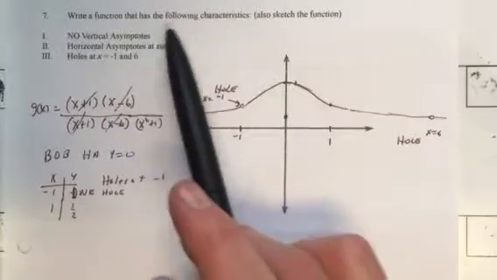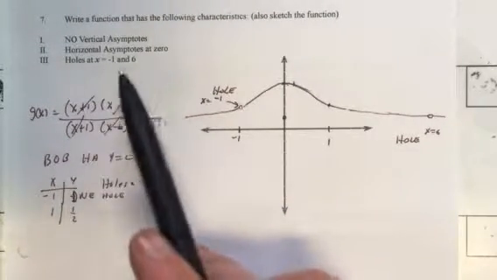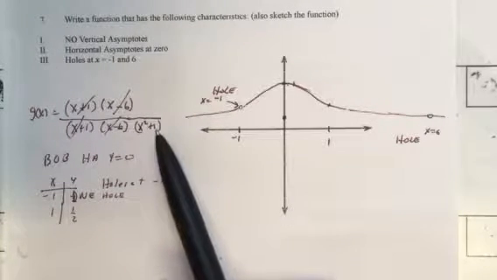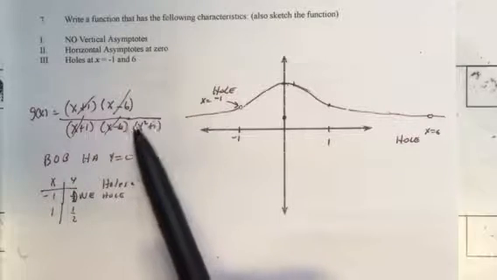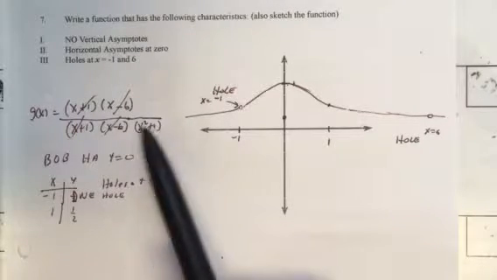No vertical asymptotes means it's going to be like one on the other page, where you can start with like x squared plus 1 or x squared plus 2. X squared plus 1 is great. There's no way you're going to ever get a vertical asymptote there. There's no way that can be equal to 0. You can't square any number and get it to be -1 to make a 0.